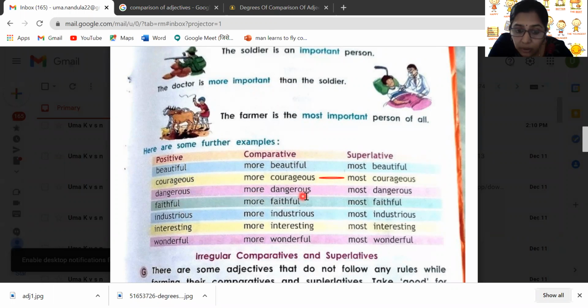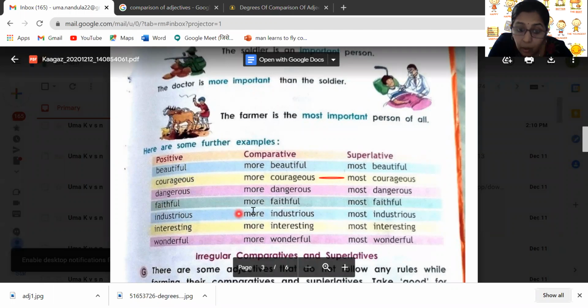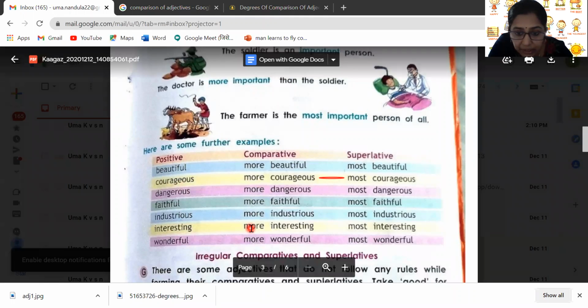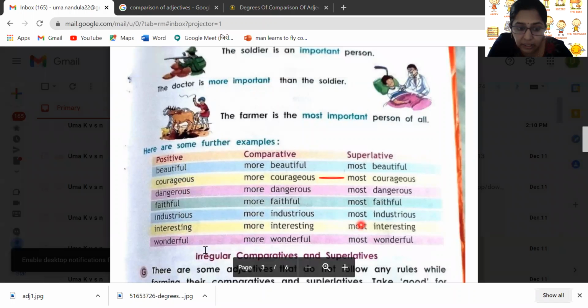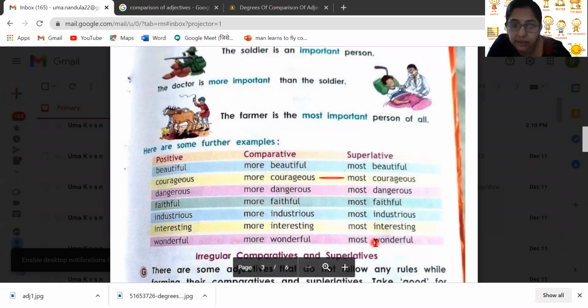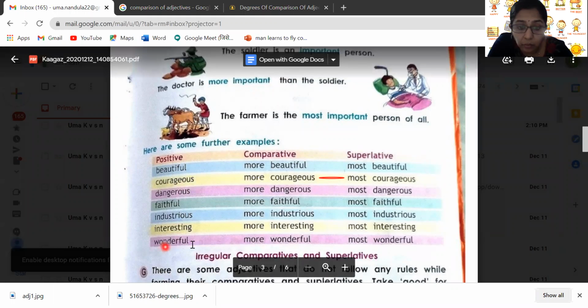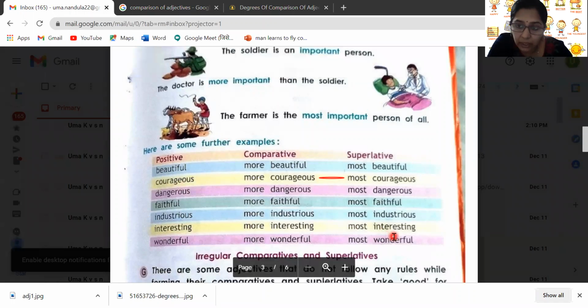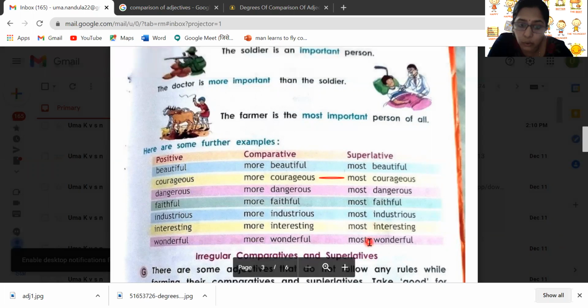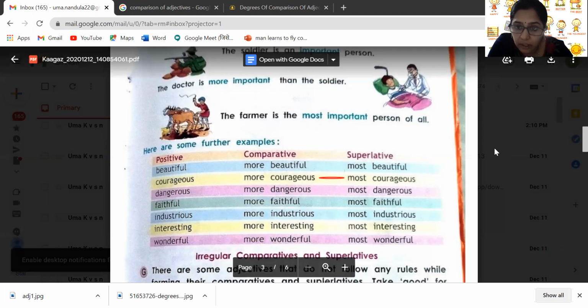Dangerous, more dangerous, most dangerous. Faithful, more faithful, most faithful. Industrious means hardworking, more industrious, most industrious. Interesting, more interesting, most interesting. Wonderful, more wonderful, most wonderful. So for all the comparatives we added more, and for all the superlatives we added most. That is what we have to learn, children.